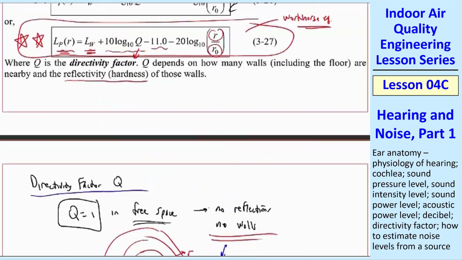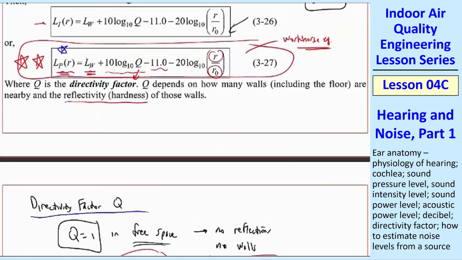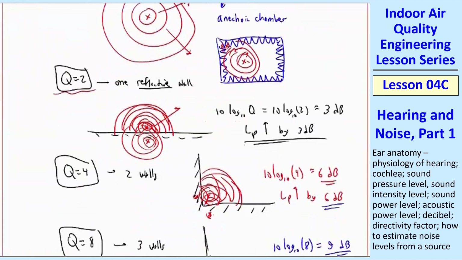And you see in the equation for LP, LW is fixed. That's a function of the source. And then you have this term, which deals with the reflectivity, and then the rest of it will be the same for these cases. So you're just increasing sound level.